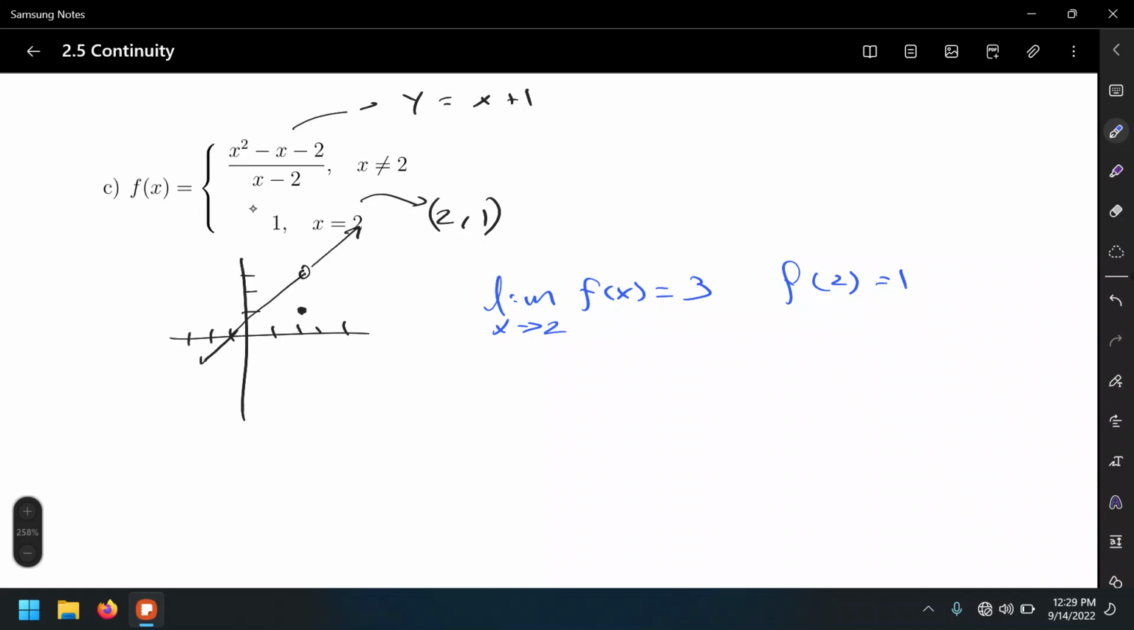Change this one into a 3. Yep, change this one into a 3 and instead graph the point 2, 3. And this point 2, 3, oh, we'll fill in this hole right here, making it a continuous function.